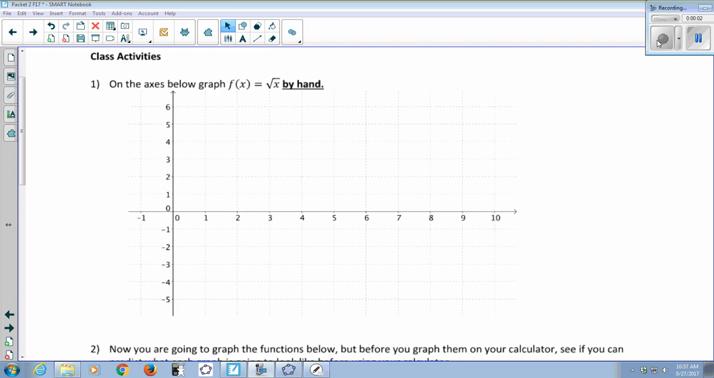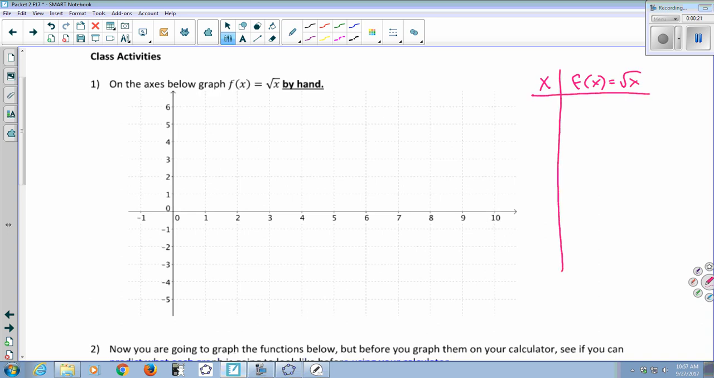Welcome to class 13, class activities. We're supposed to be graphing square root of x by hand. You can do that by making a table of values. So we do x and f of x. I'm going to carefully choose my x values so that I can easily take the square root of them.